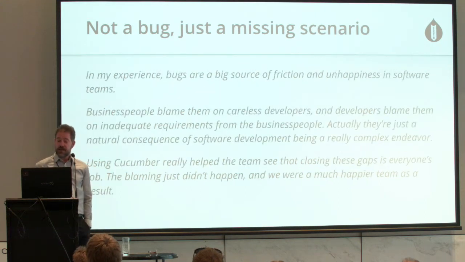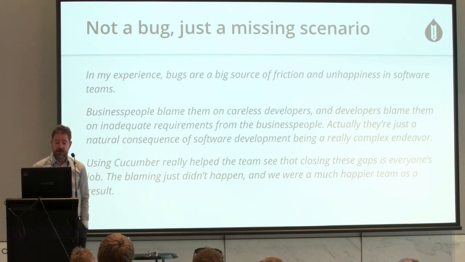Maybe it leads to happier teams as it continues. Bugs are a big source of friction and unhappiness in software teams, and you get blame from two sides. But if you collaborated in writing these tests, and it is clear that actually you don't have a test for this, there's no scenario that covers people doing this, we can see maybe both of us were amiss, or we see that there is something we didn't think about. You may have happier teams.